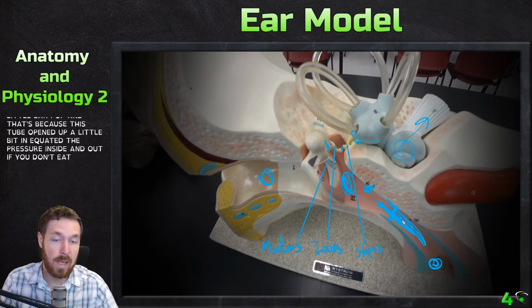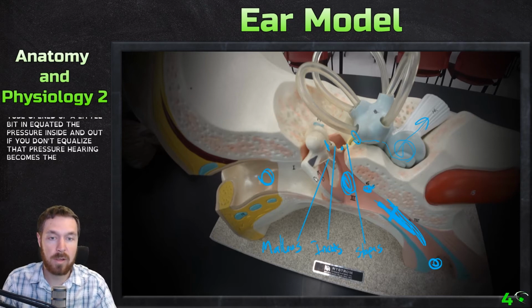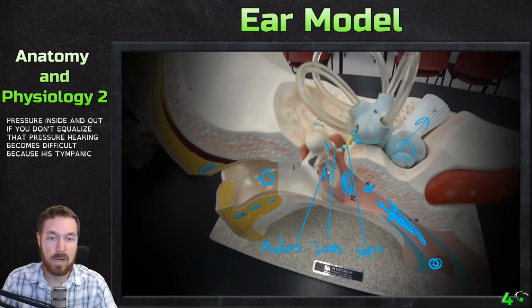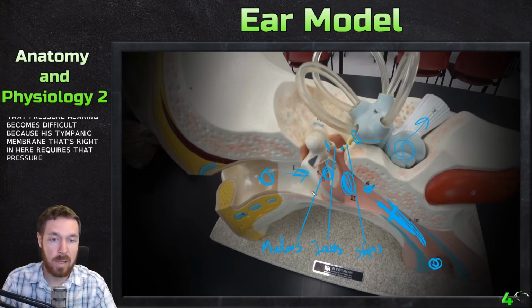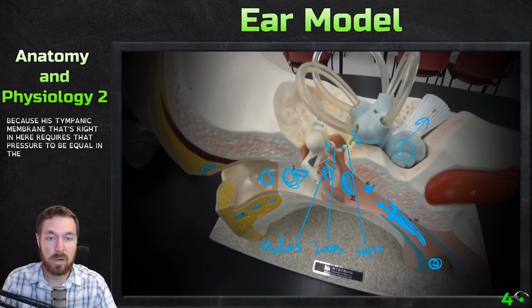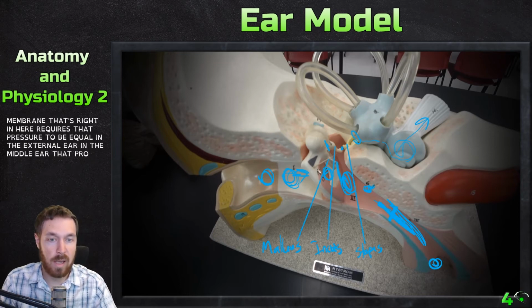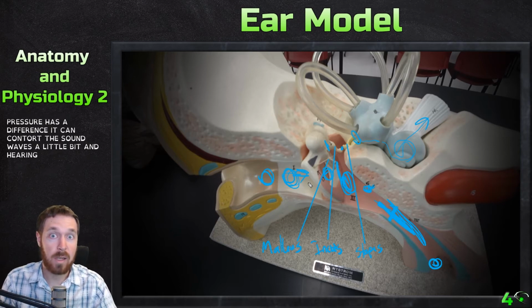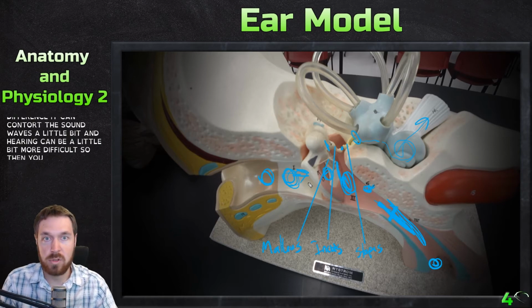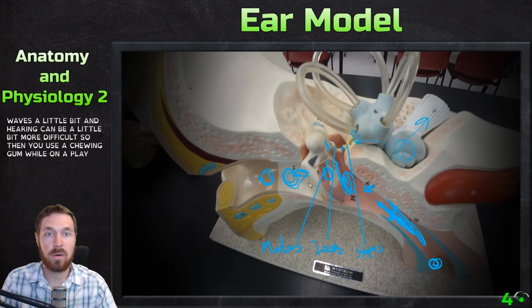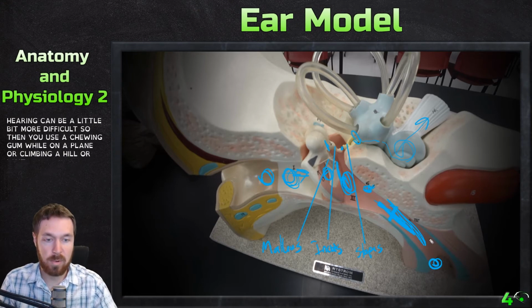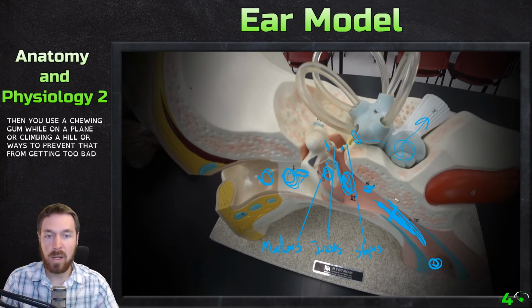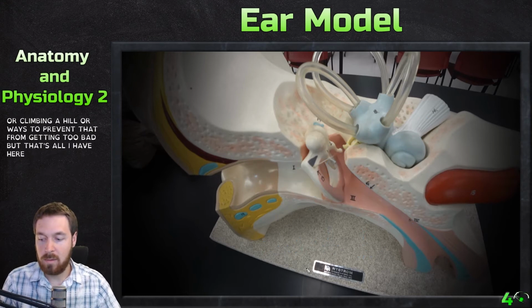And if you don't equalize that pressure, hearing becomes difficult, because this tympanic membrane that's right in here requires that pressure to be equal in the external ear and the middle ear. If that pressure has a difference, it can contort the sound waves a little bit, and hearing can be a little bit more difficult. So chewing gum while on a plane or climbing a hill are ways to prevent that from getting too bad. But that's all I have here to go over the ear.